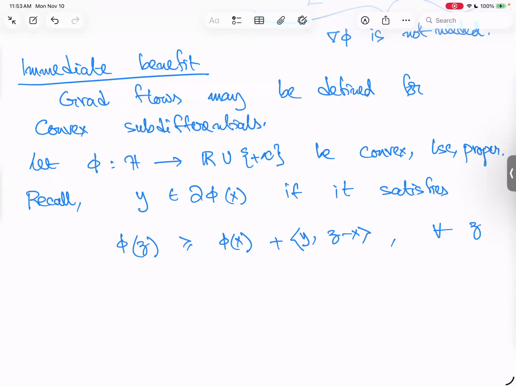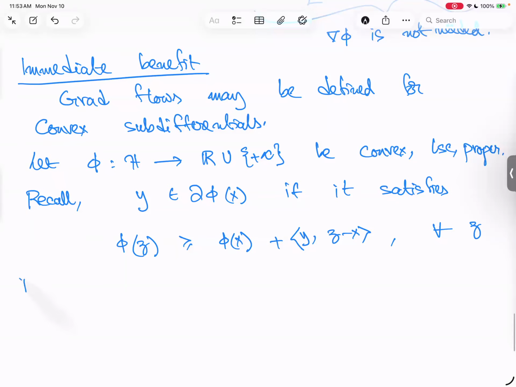So these subdifferentials always exist. They will form some non-empty convex set. They will exist inside this domain, and these are much easier to work with when you're dealing with infinite dimensional spaces, but also convex functions in finite dimensional spaces.